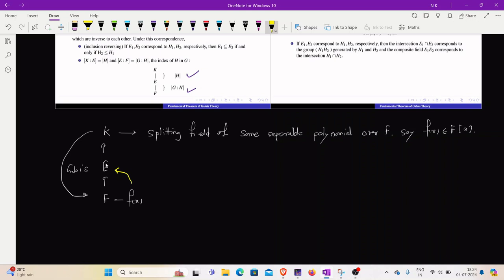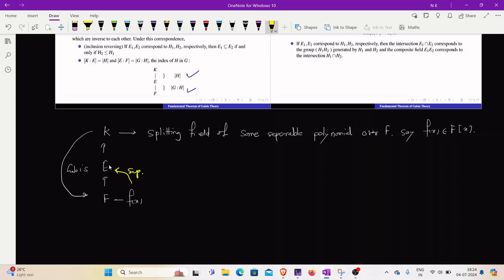So the extension K over E is going to be Galois, because K is a splitting field of a separable polynomial over E. We have viewed this separable polynomial over F as a separable polynomial over E, which is quite obvious because F is contained in E, right? So f(x) is a separable polynomial over E, and K is a splitting field of a separable polynomial over E. That's why the extension K over E is going to be a Galois extension, right?